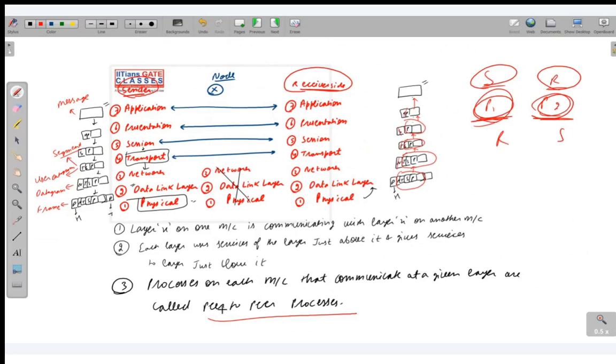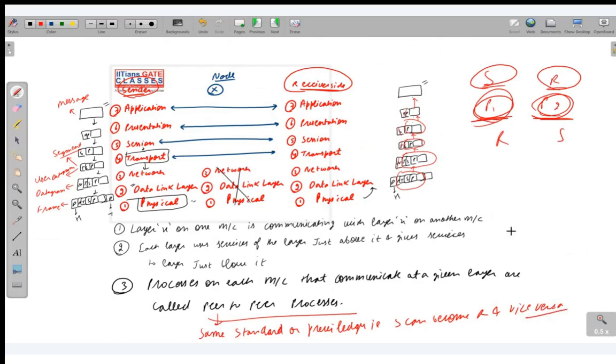The word peer means same standard or privileges. That is, S can become R and vice versa; sender can become receiver and vice versa. So you should know all these things.